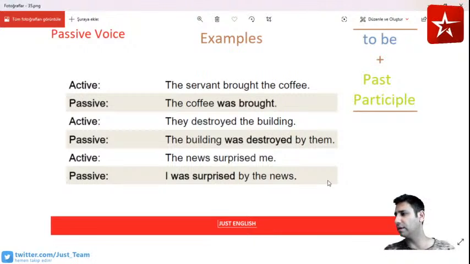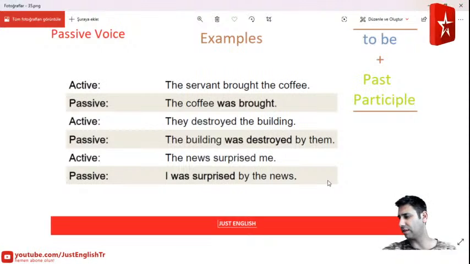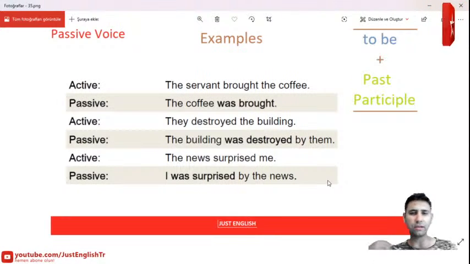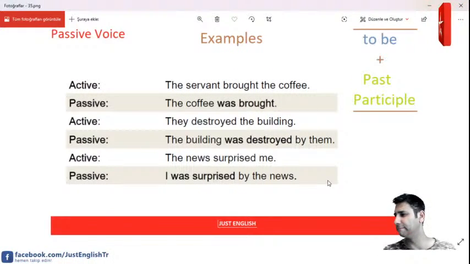Zahide, where are you? I cannot see you in the chat section. Zahide, are you still there? Alrighty.